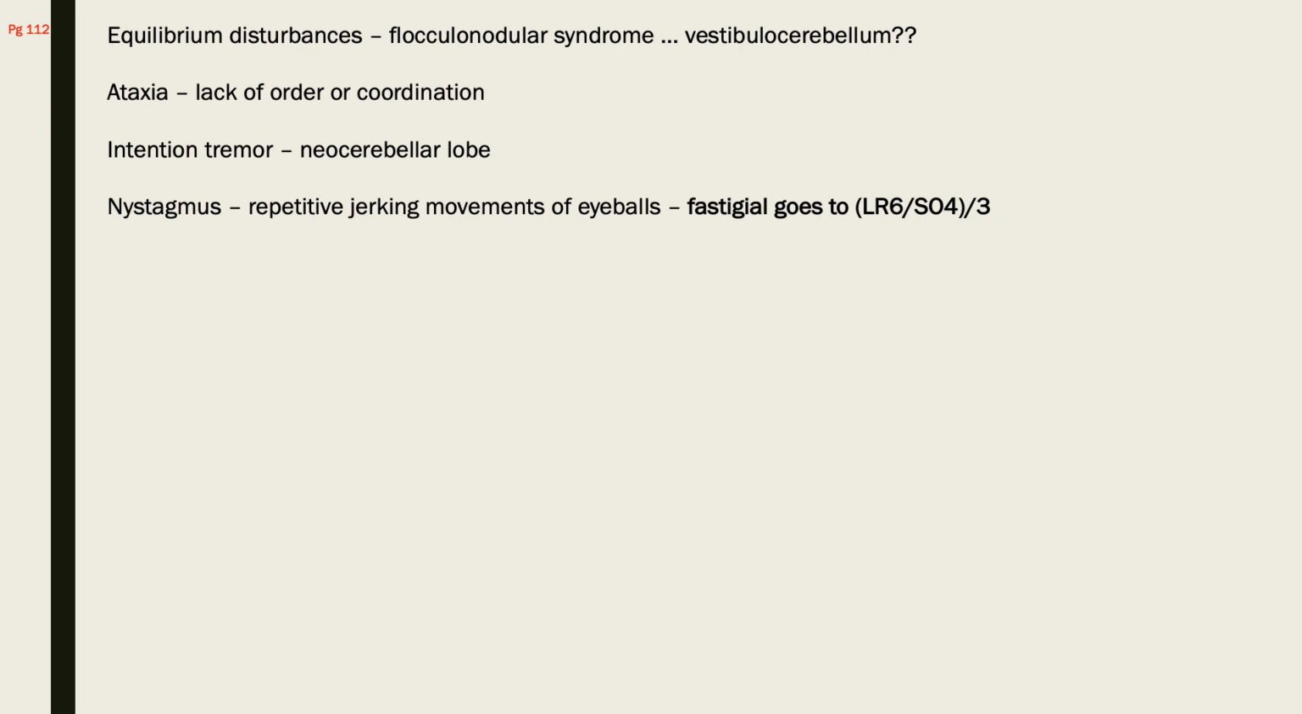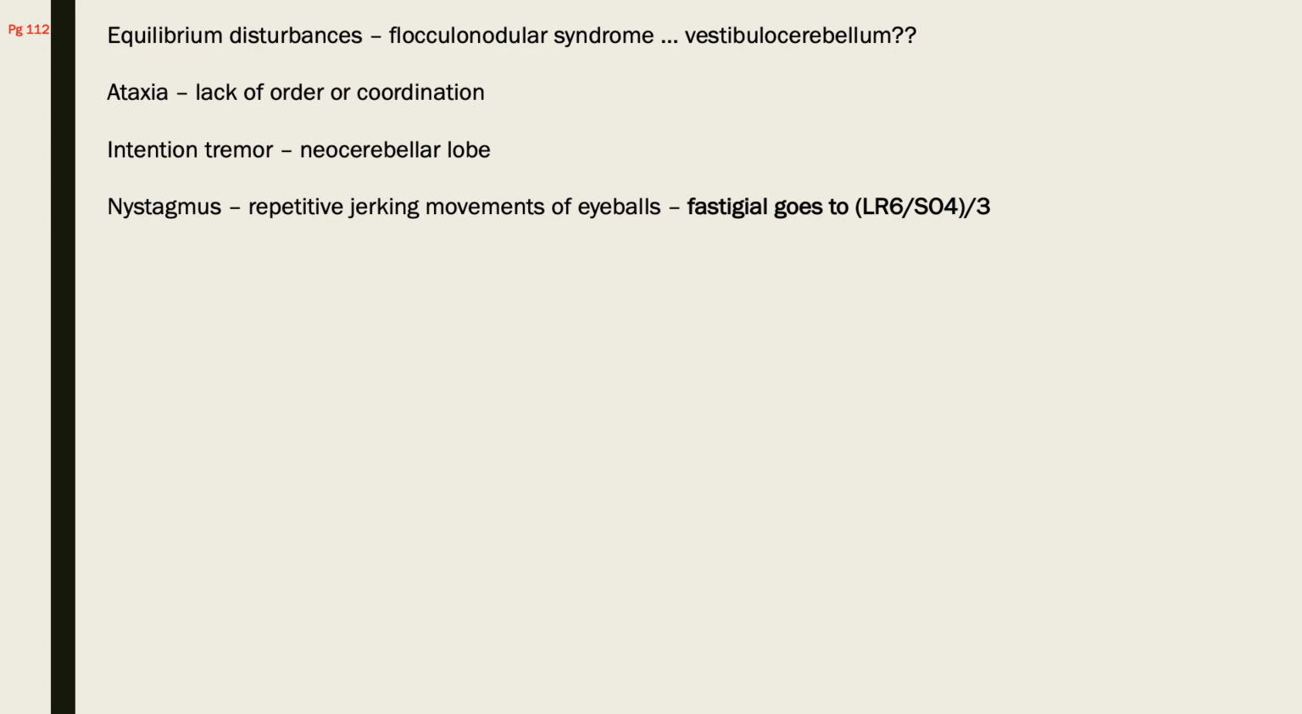Then we have nystagmus, which is a repetitive jerking movement of the eyeballs. I'm not going to read off this paragraph here, but I will mention, since I didn't type it in that description that I posted on the last slide, the fastigial nucleus has fibers that go to cranial nerves 6, 4, and 3, so that LR6, SO4, all over 3, those are the voluntary eye muscles. So then putting that together, you could see how having something wrong or a lesion can affect the eyeballs, and then know the term that it's referred to as nystagmus.